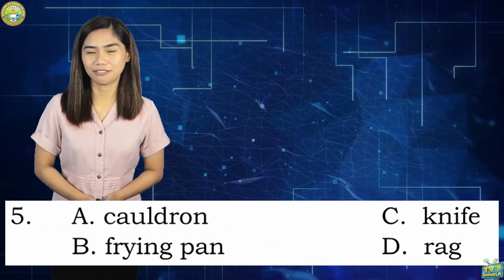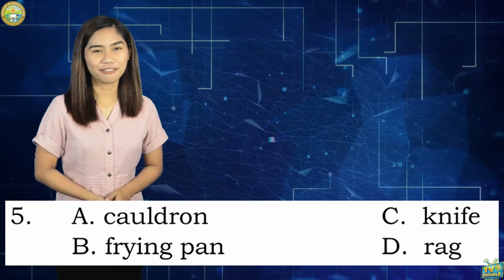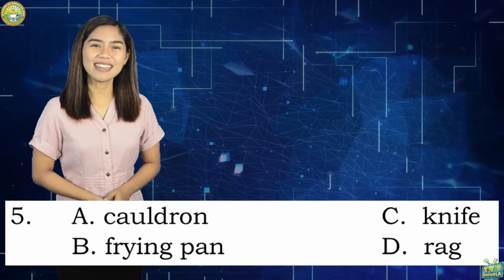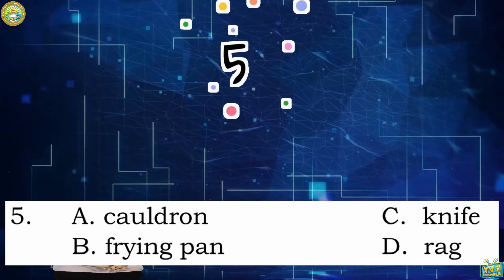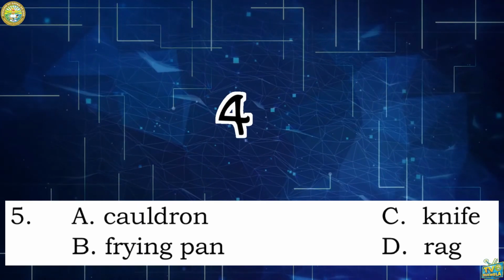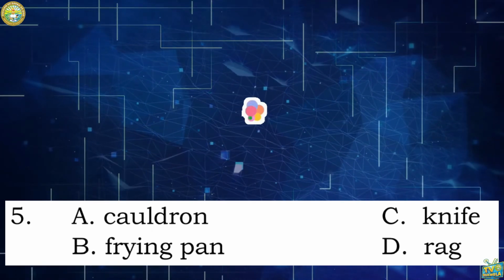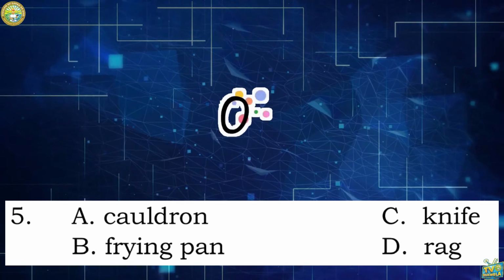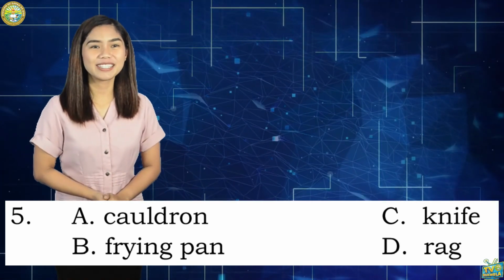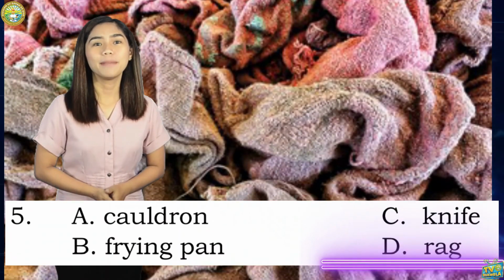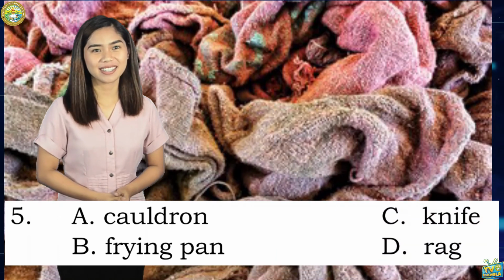Number 5. A. Cauldron. B. Frying pan. C. Knife. D. Rag. The correct answer is letter D, rag, because rag is an insulator of heat.